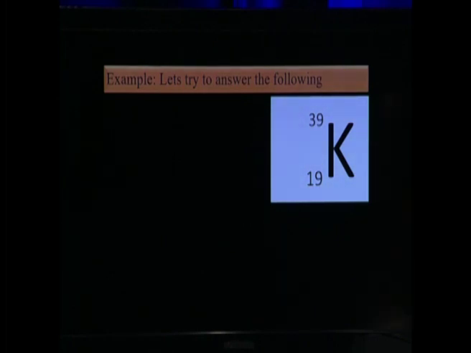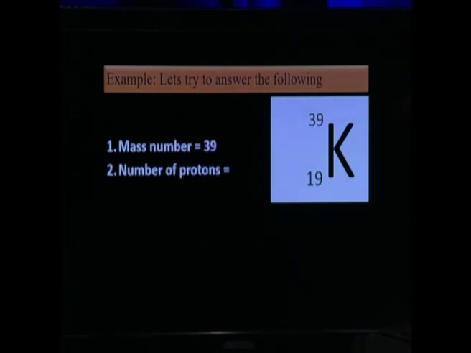So, mass number, what is the mass number for potassium? You can try to write the answer. Have you got the answer? It is 39. Next, you have the number of protons, which is equal to the atomic number, so that is 19.